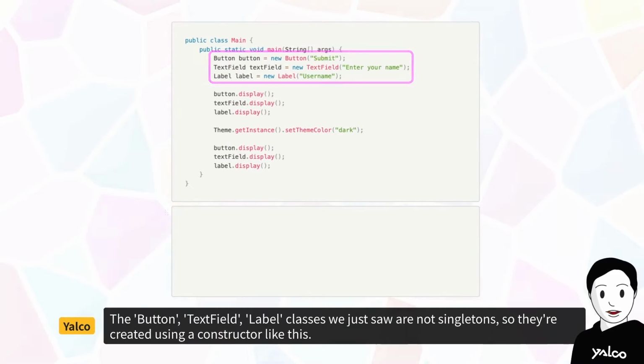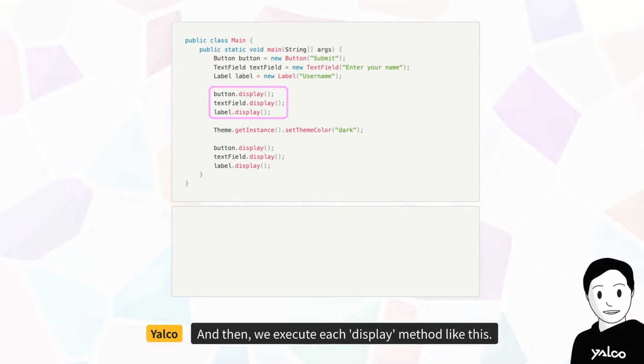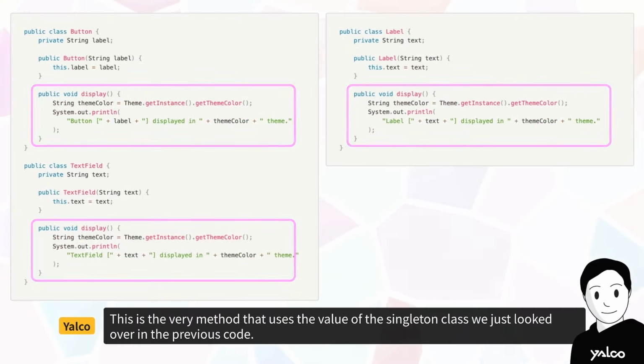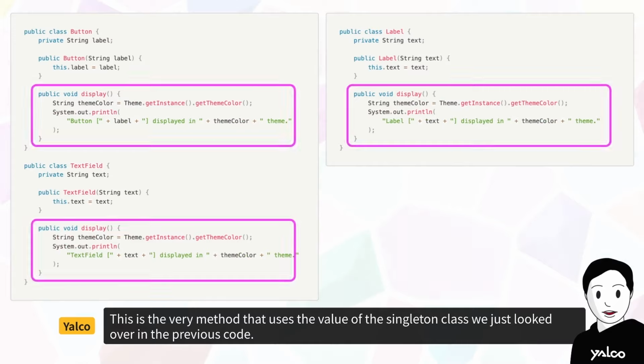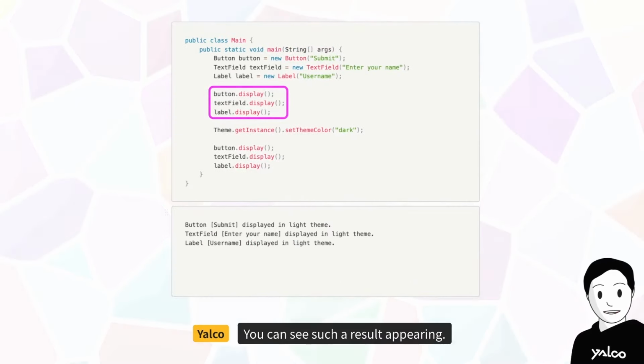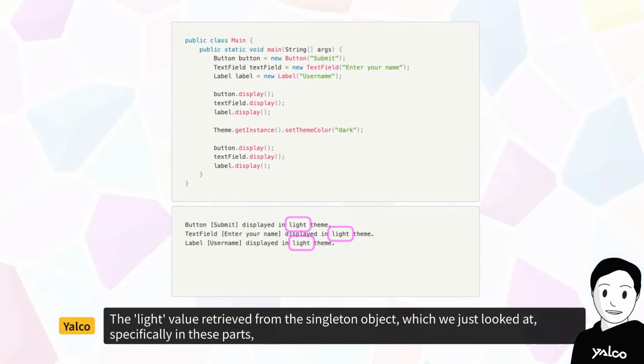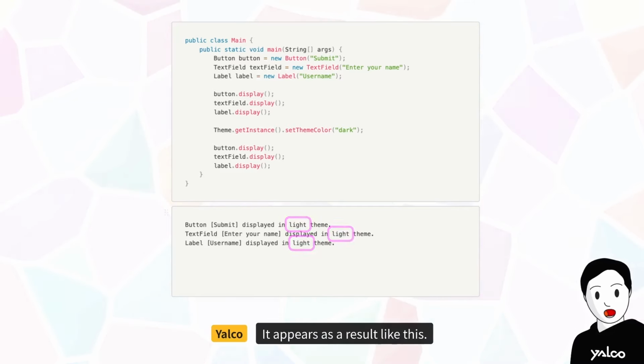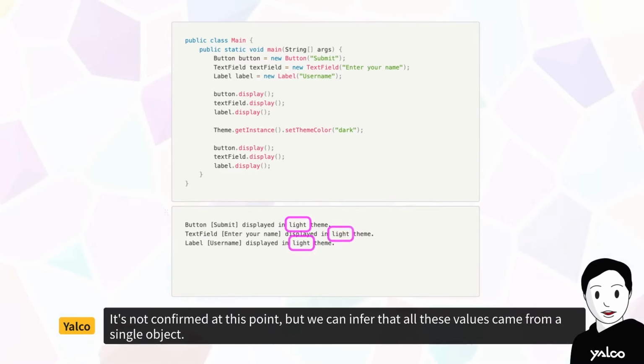The button, text field, label classes we just saw are not singletons, so they're created using a constructor like this. And then we execute each display method like this. This is the very method that uses the value of the singleton class we just looked over in the previous code. As a result of executing this method, you can see such a result appearing. The light value retrieved from the singleton object, which we just looked at specifically in these parts, appears as a result like this. It's not confirmed at this point, but we can infer that all these values came from a single object.